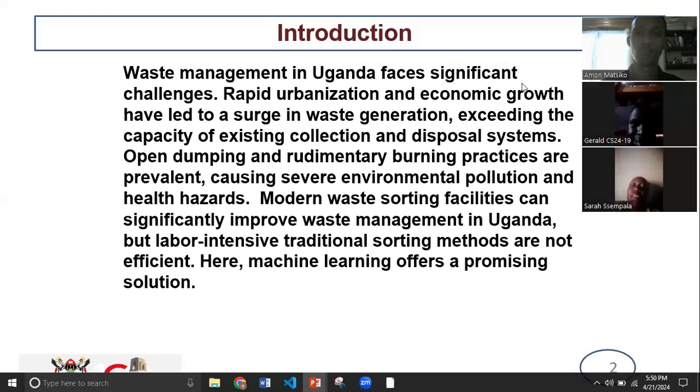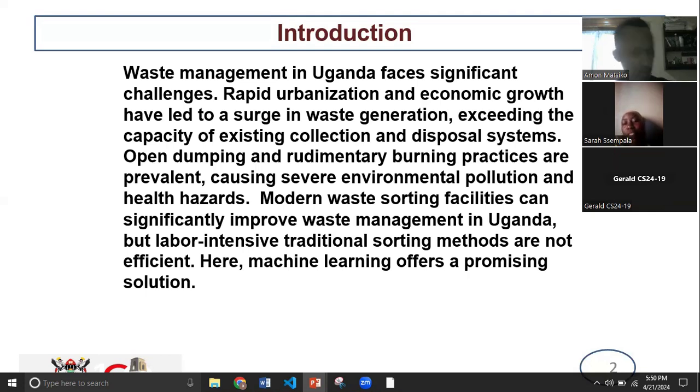Waste management in Uganda faces significant challenges. It is due to rapid urbanization and economic growth that have led to a surge in waste generation, which exceeds the capacity of collection and disposal systems. Open dumping and rudimentary burning practices are prevalent, causing severe environmental pollution and health hazards. So here we come in with modern waste sorting facilities that can significantly improve waste management in Uganda.